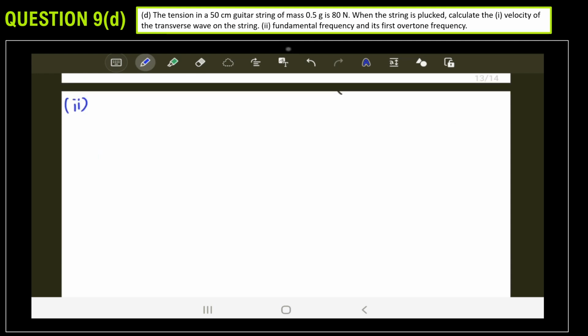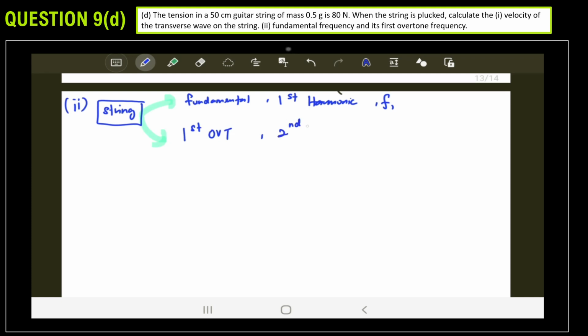For the second part, we want to calculate the fundamental frequency and its first overtone frequency. There are two frequencies you need to calculate. So we have string. Remember for string, we have the fundamental mode, which is equal to the first harmonic, F1. And the first overtone is equal to the second harmonic. So first harmonic is F1, second harmonic is F2.